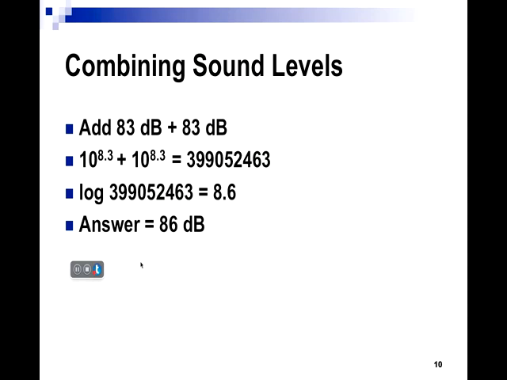Note, that's just what we did on the shortcut addition. The difference between the two is 0. We added 3 to the higher value, which is 83, and 83 plus 3 is 86. So you get the same answer, but the shortcut method, you can do it very, very quickly.